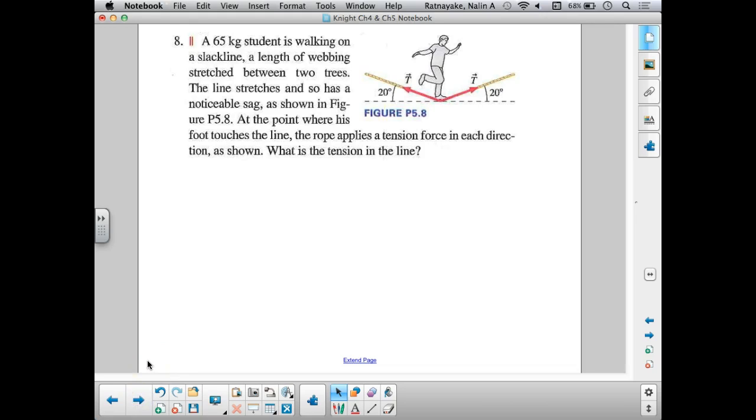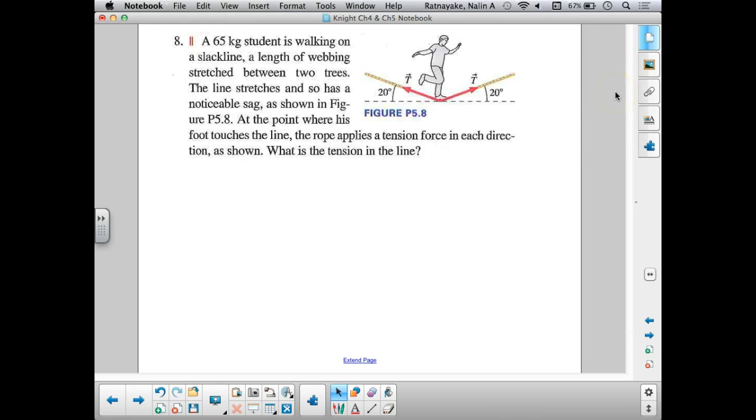We have a 65 kilogram student walking on a slack line, so kind of like a rope stretched between two trees. The line stretches and so has a noticeable sag as shown in figure P 5.8, and we can see that over here the line is sagging. At the point where his foot touches the line, the rope applies a tension force in each direction as shown. What is the tension in the line?